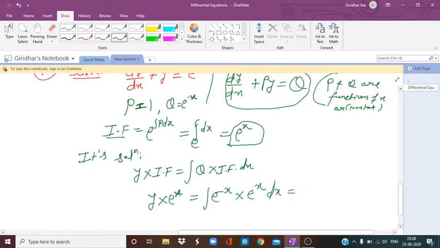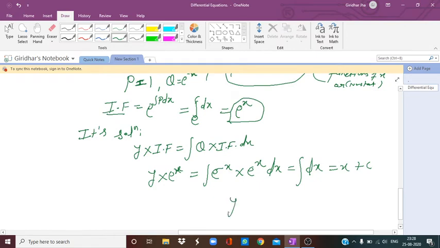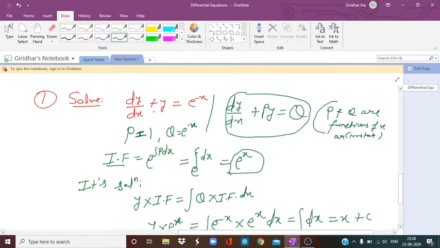So now what is left? e to the power minus x into e to the power x becomes 1. So dx is left, and integration of dx is x plus c. So the final solution we have is y into e to the power x equals x plus c. This is the required solution of the given differential equation.